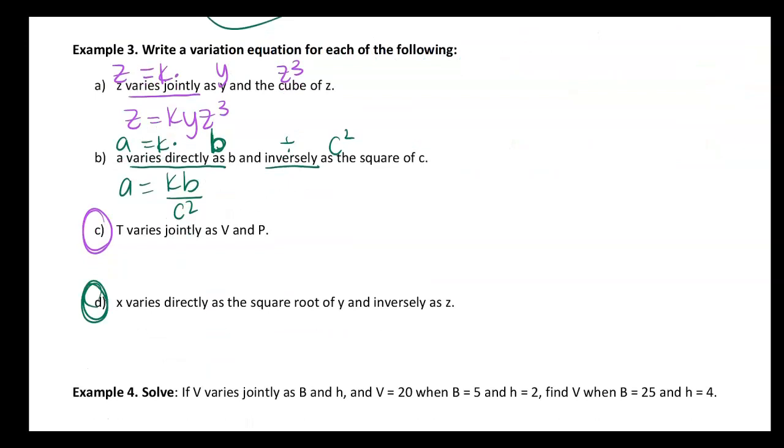After you try D, I will give you the answers to C and D. For letter C, you should have gotten T equals K times V times P, so KVP. And then for letter D, you should have had X equals K square root of Y all over Z. That should have been your answer.